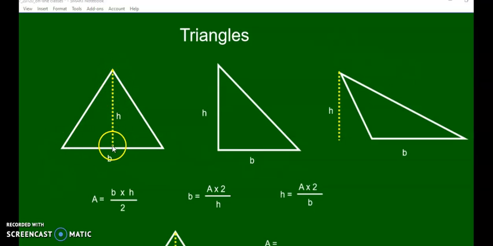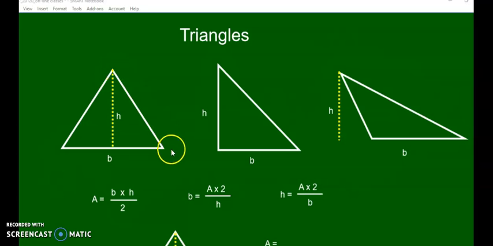So the height could be inside the triangle, or the height could be one of the sides of the triangle. If it's a right angle triangle, like this one here, base times height divided by 2 is the area. And if you have a triangle like this, where the height would be on the outside, because this is the base, and the height goes perpendicularly straight up, that's the height. So depending on what your triangle looks like, the height can be inside, one of the sides, or on the outside. The area of a triangle is base times height divided by 2.